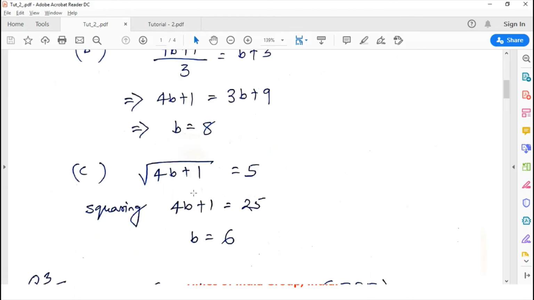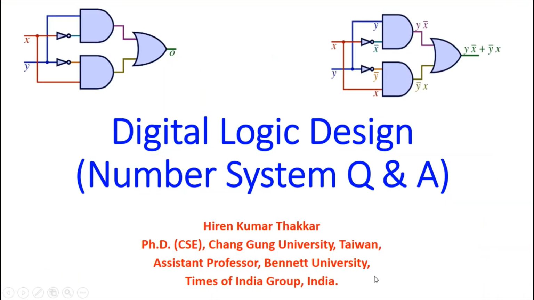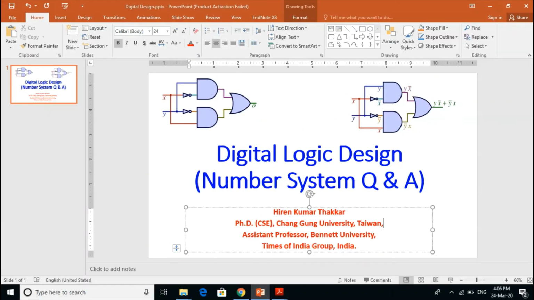Okay, so you can see over here that the square root of 4b plus 1 is equal to 5. You take the square on both sides. So this means 4b plus 1 on the left hand side is equal to 25. That means 4b is equal to 24, and we will divide this 24 by 4, then b will remain as 6. That means that equation will hold true when we have the base system b is equal to 6. So that is all about the question and answer in the second part. Thank you.